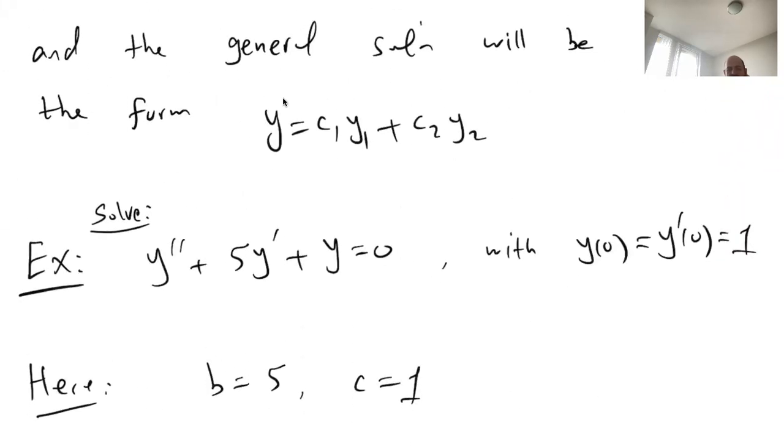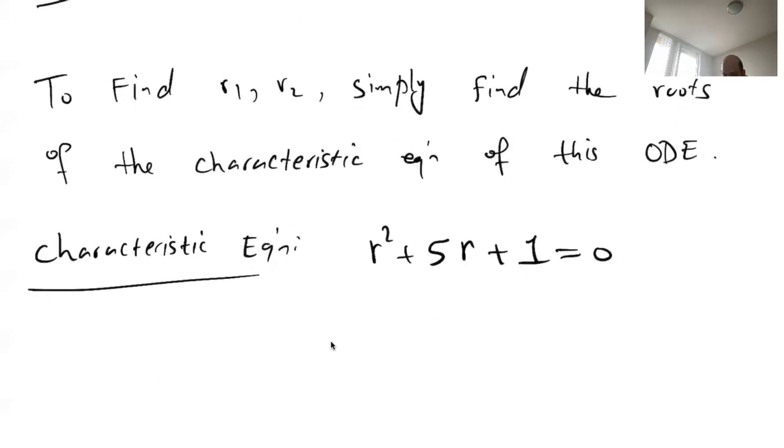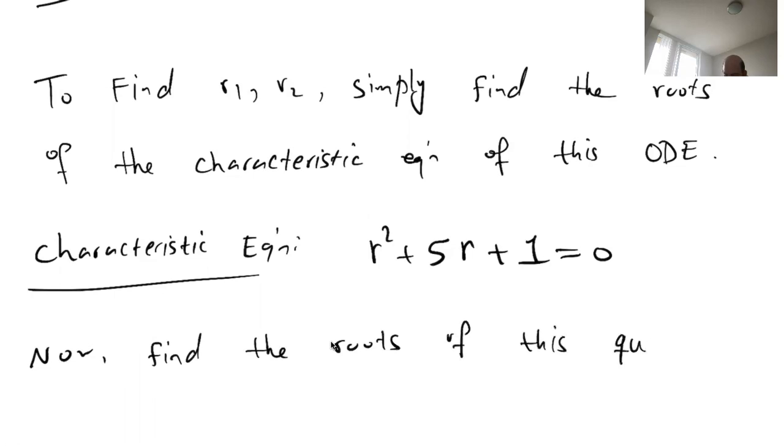So this is the equation given to us. We use the same coefficients 1, 5, and 1 to find the characteristic equation. Characteristic equation is not an ODE, it's an algebraic equation. In this case, because it's a second order ODE, this is a second degree algebraic equation, which means a quadratic equation, just simply a quadratic equation. So to find R1 and R2, find the roots of this quadratic equation.